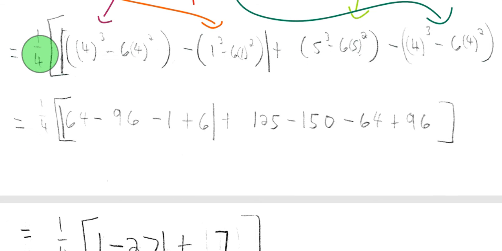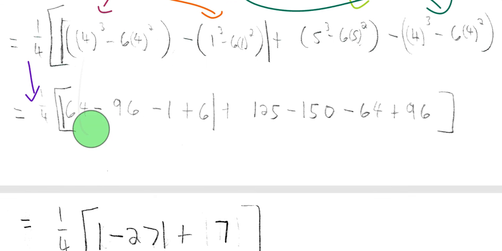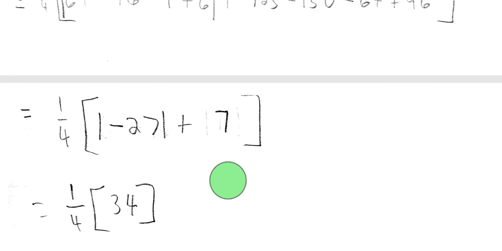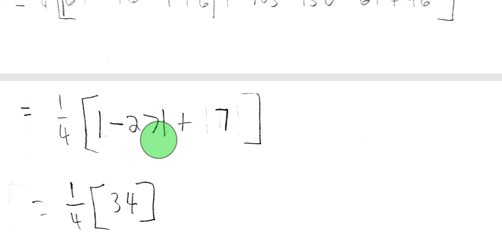Don't forget, remember to always drop down your 1 over b minus a, 1 over 5 minus 1, which is 1 over 4. And then evaluate all this stuff. 4 cubed is 64, 6 times 16 is 96, so on and so forth. Make sure your signs are correct. This is minus, minus, minus becomes plus, and so on and so forth. In fact, I'm going to double check all this to make sure. Okay, that's going to be plus 125 minus 25 times 6, which is 150. Okay, all looks good.